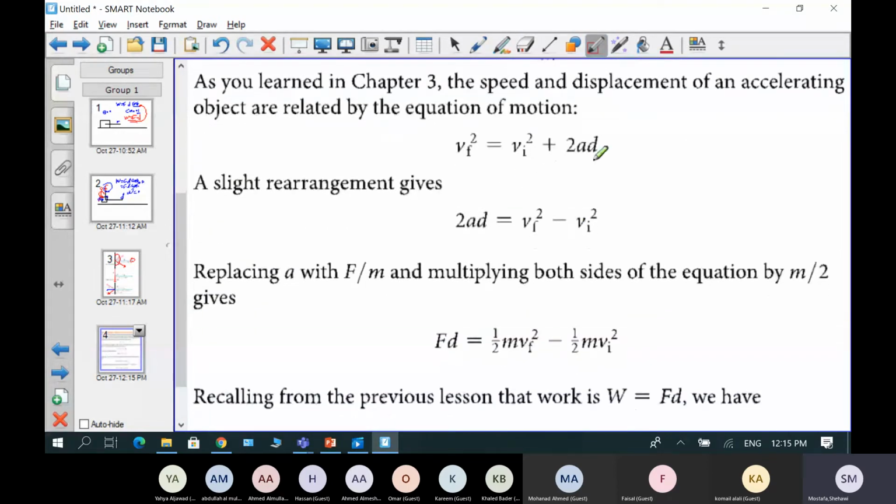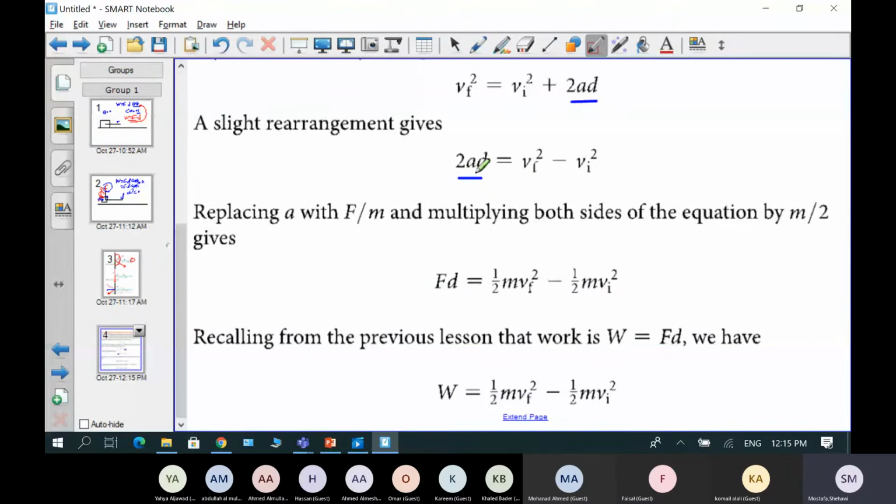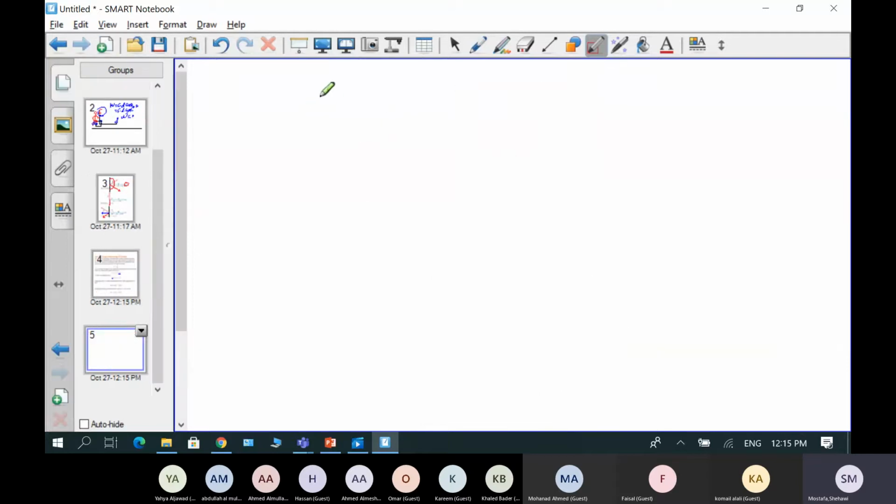So we will rearrange the equation. We have 2ad on one side and v final squared minus v initial squared. Nothing new until now. I will replace a with F over m. Let me start with this one. We said that 2a, oh sorry. So we said that 2.